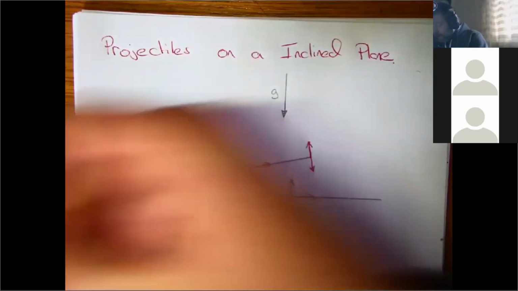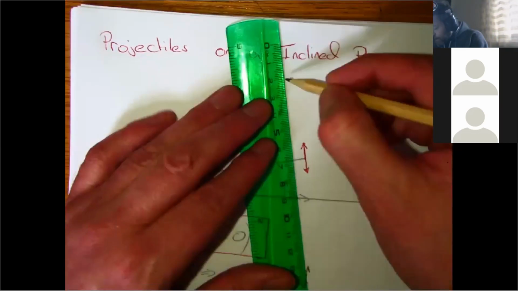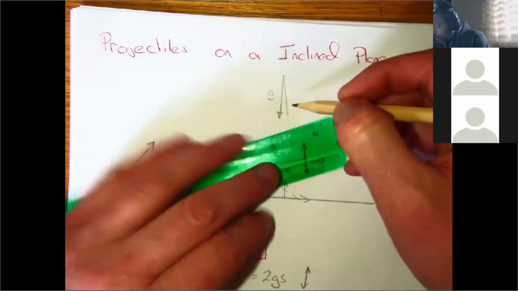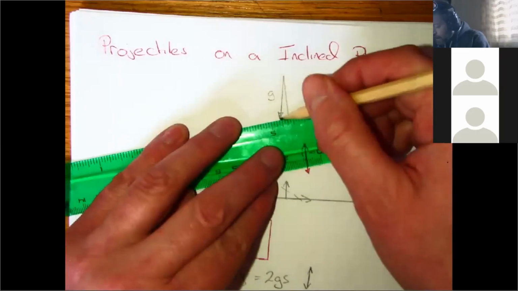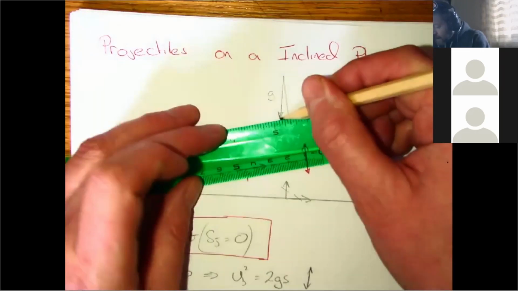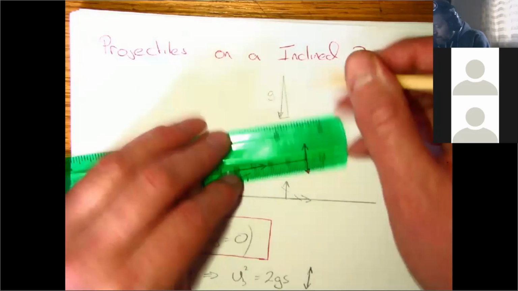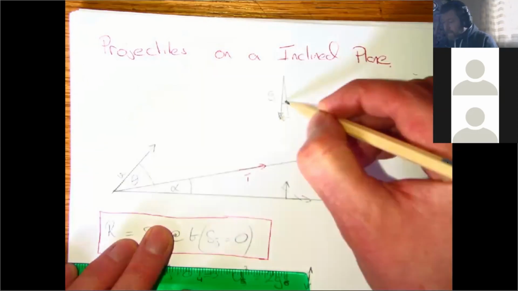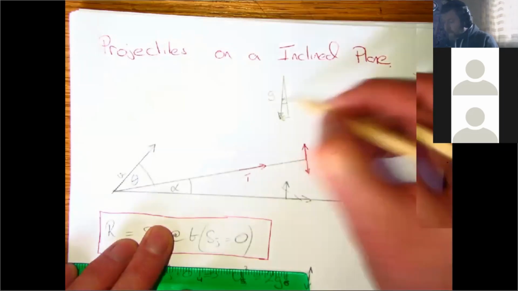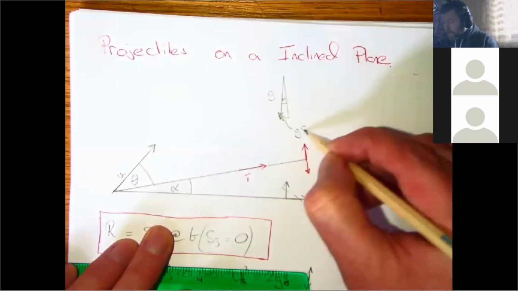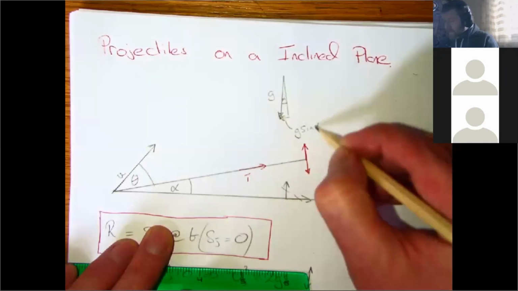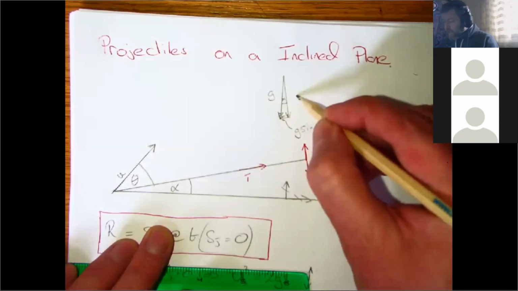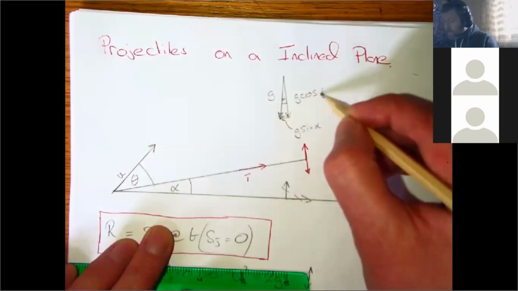What I should do right now is put in the vectors that G can now be comprised of. And there's two of them. One goes parallel to the plane and one goes perpendicular to the plane. It turns out this angle here is alpha, and so this here is G sine alpha, and that's in the I. And this one is G cos alpha, and that's in the J.